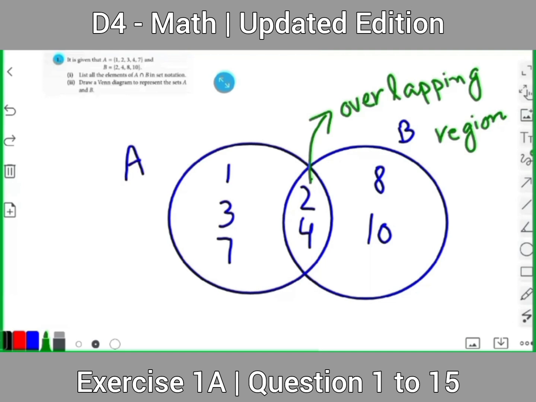This overlapping region helps us in which way? It helps us to find out the A intersection B. So this is the beauty of the Venn diagram, that we can easily find out the A intersection B in just a few seconds. So in our case, we can easily see that 2 and 4 are the only elements which are present in the overlapping region. So from this Venn diagram, we can write here that A intersection B is equal to {2, 4}.